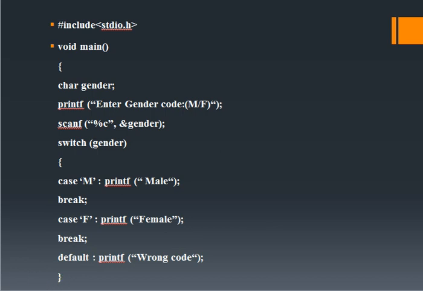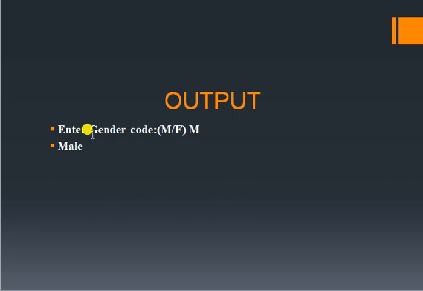So here we can see the output of the switch statement. Here we are asked to enter gender code M or F. If we enter M, then the output will be male. If we enter F, then the output will be female. If we enter any other letters, then the output will be wrong choice. So that is the execution of the switch statement.